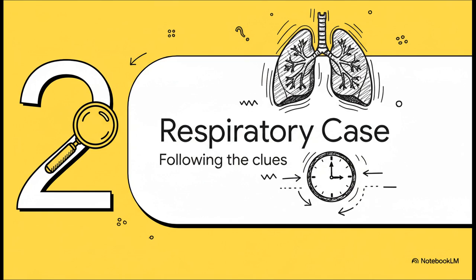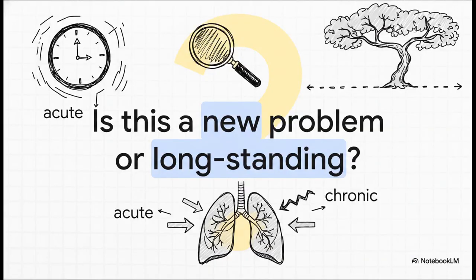Okay, so let's say our clues pointed us down that respiratory path. Now our investigation has to get a little more specific. We need to figure out the timing of this thing and see how the body's trying to fight back. So we know it's a lung problem, but the next question is, is this something that just happens suddenly, what we call acute, or has this been going on for a while, making it chronic? Knowing the difference is a huge piece of the puzzle. So how do we figure it out?